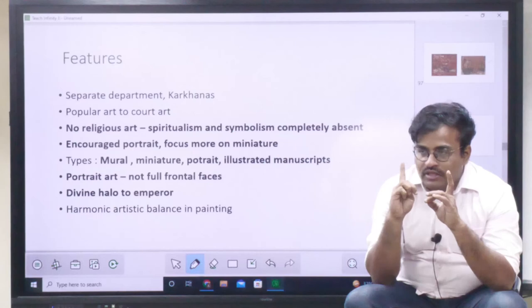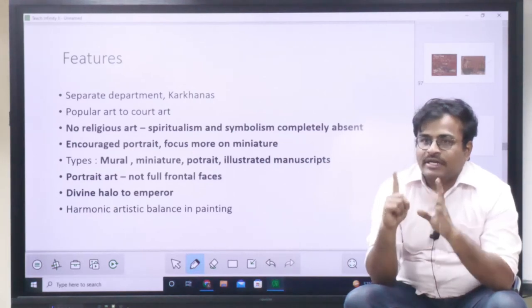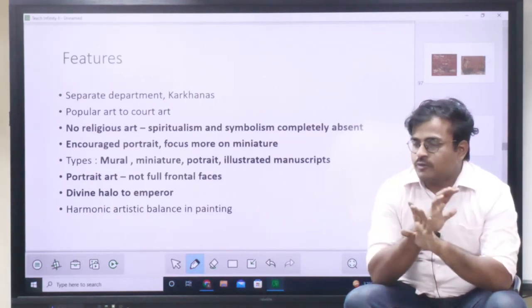When it comes to the themes of Mughal painting, the themes are also based on materialistic themes but not spiritual themes.